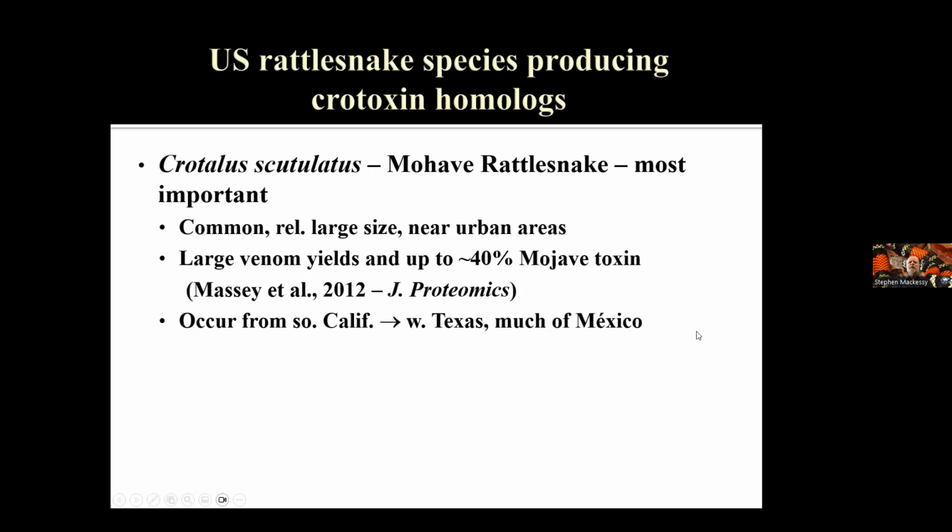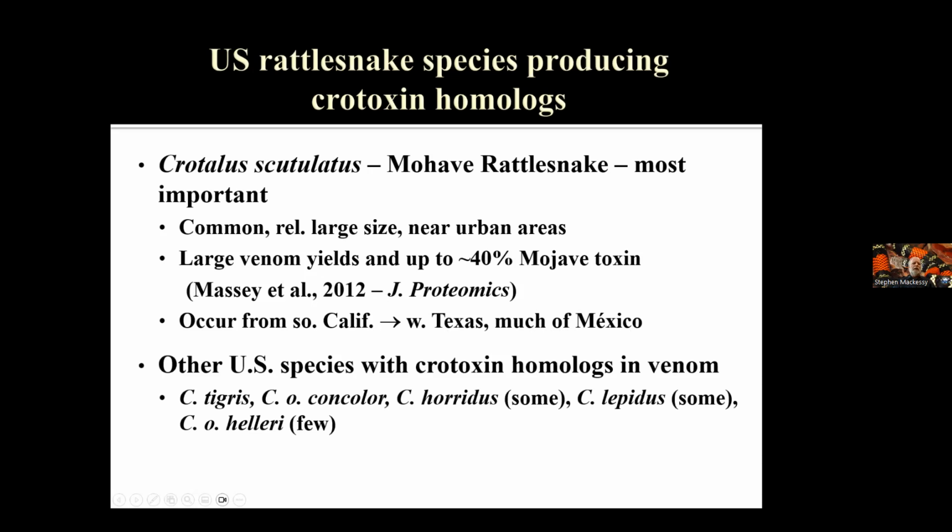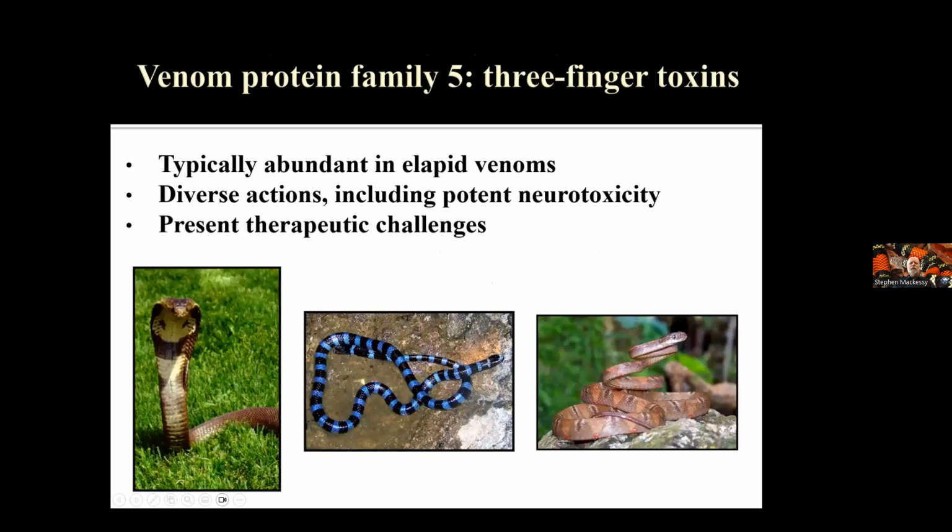It occurs pretty broadly across the southwestern part of the United States and then extends very far down into Mexico. But we have a number of other species in the United States and in Mexico that produce homologs of these potent toxins. And some of these are characteristic of the venom, such as tigris and concolor, and others, some populations have them, some don't. So it's an interesting jigsaw puzzle of occurrence that's only been partially explained. As we go into Mexico, a wide variety of species also show the presence of these crotoxin homologs.